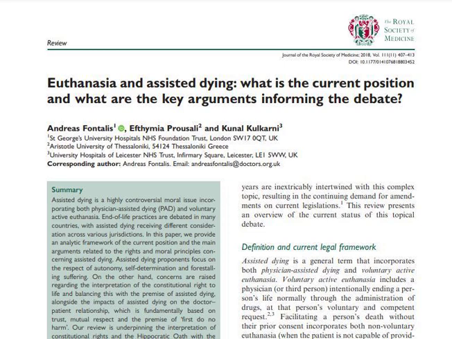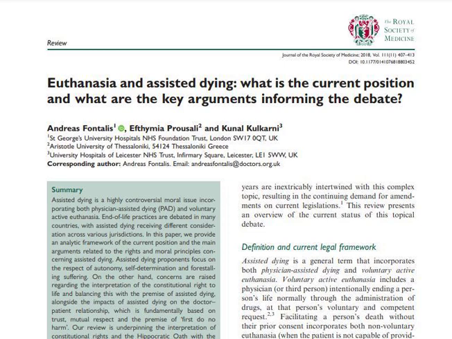I'm going to start off by giving you some general notes. Then we'll go over some important definitions relevant to this debate, talk about the legality of these practices, and then finally we'll end by looking at some arguments for euthanasia and assisted dying and some arguments against it.